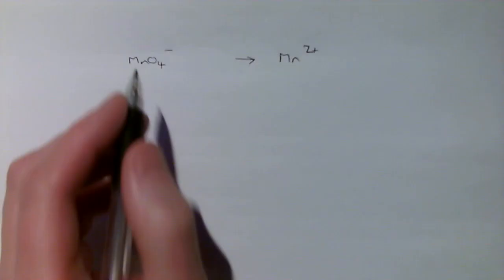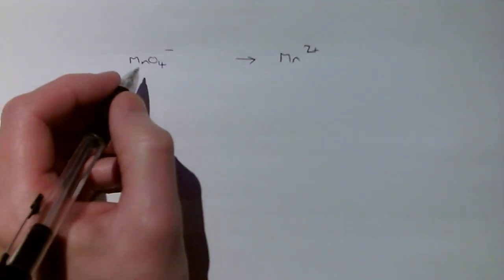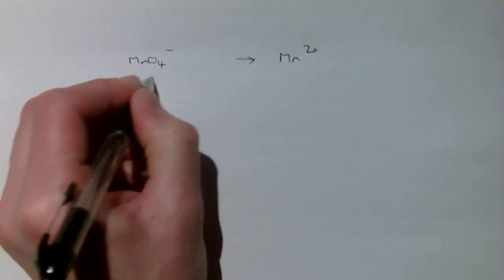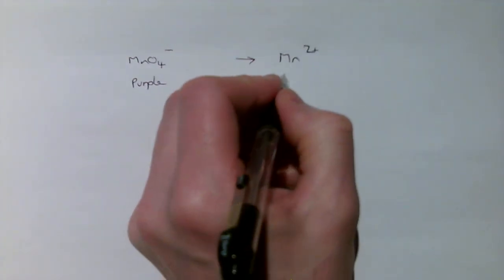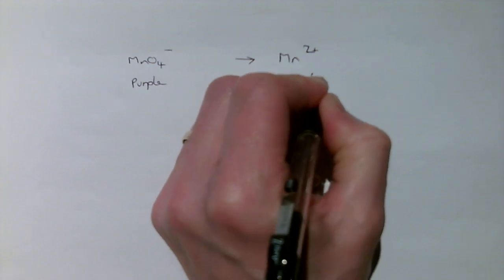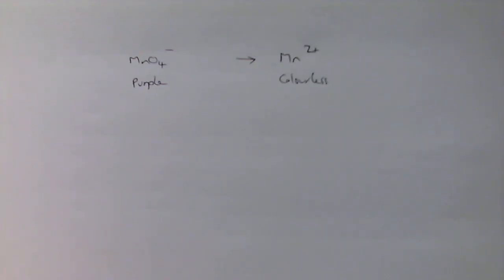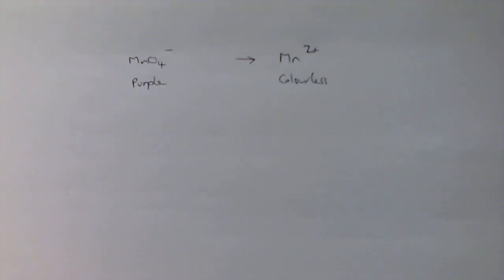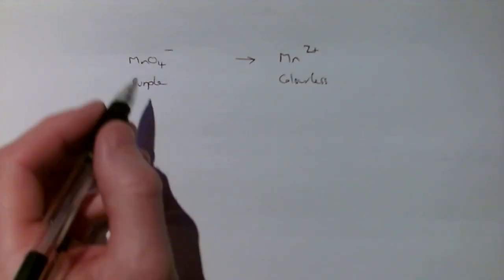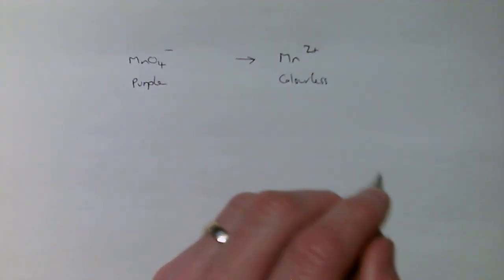A good little thing to remember is that this manganate, or permanganate, is a really nice purple colour. You'll need to know that next year. But the Mn2 plus ions become colourless. It's a transition metal, manganese, so you get good colour changes there. That's a different topic though, so don't worry about that. Manganate here going to Mn2 plus.